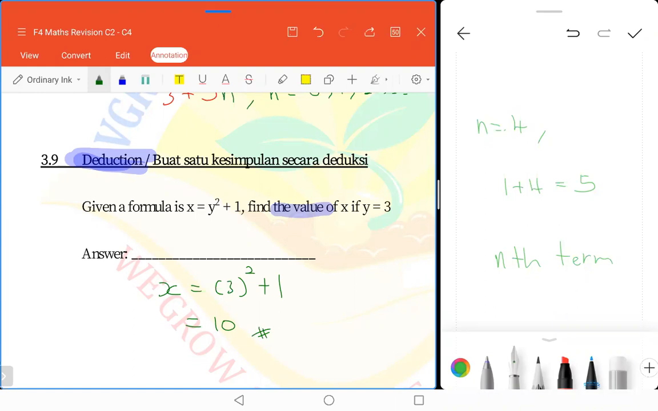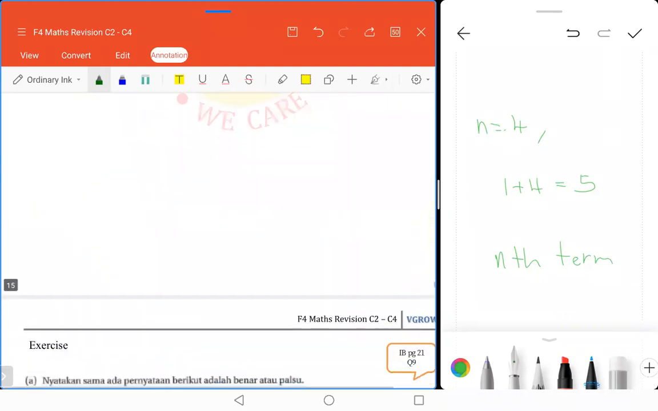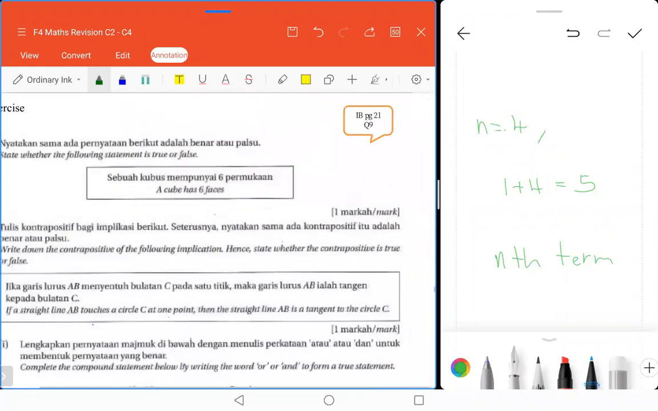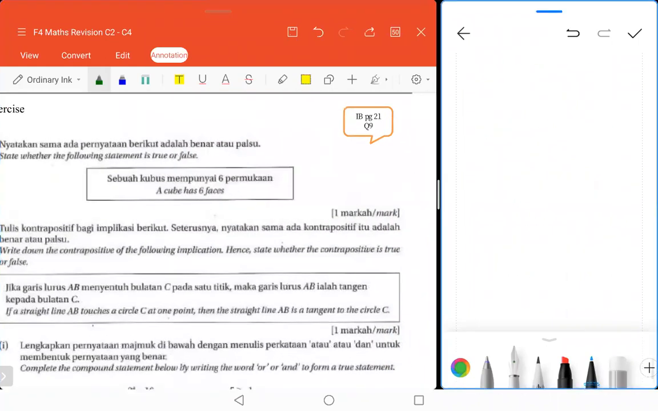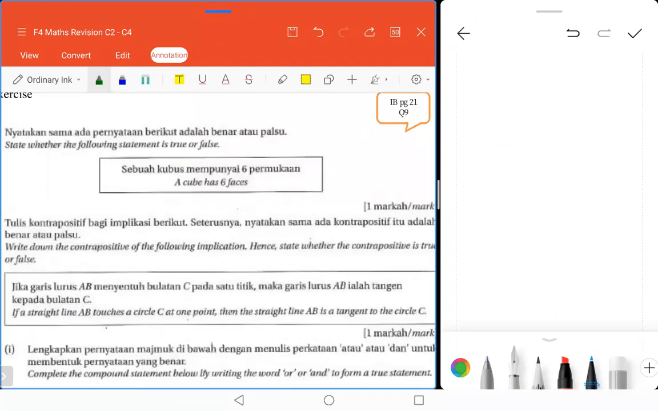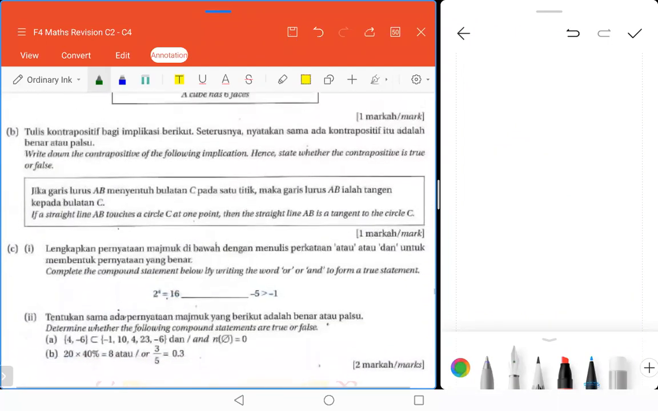We find answer. Okay, overall, this is chapter 3. Some are bonus, some are confused. Okay, so you have to sort it out. Okay, exercise. Let's try together. We do together. Send in your answer, then you check how many marks you can get from here.